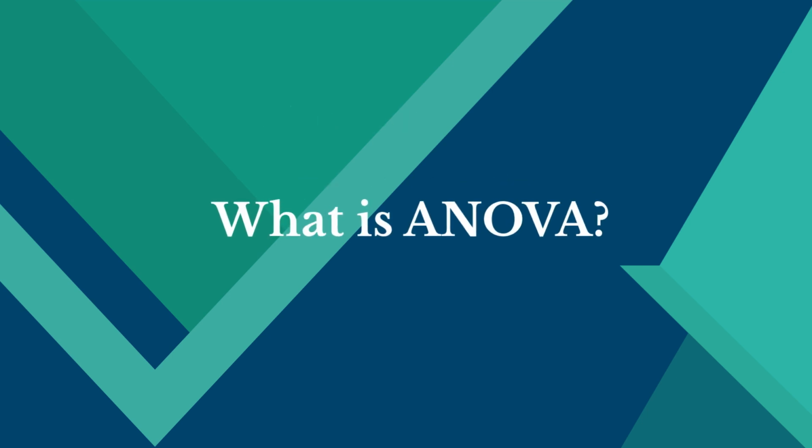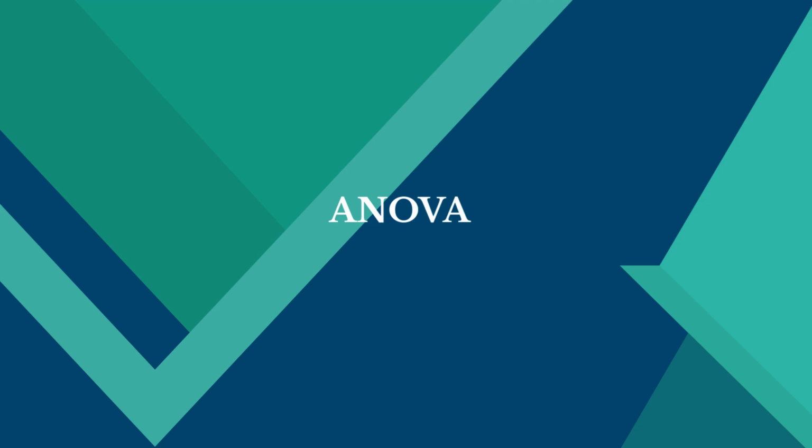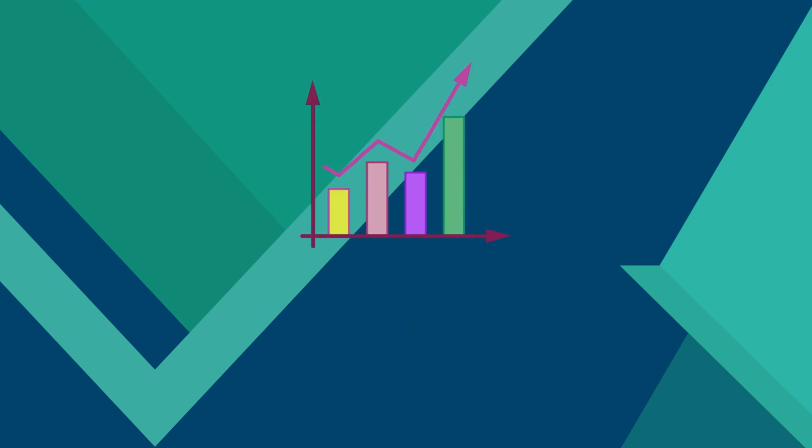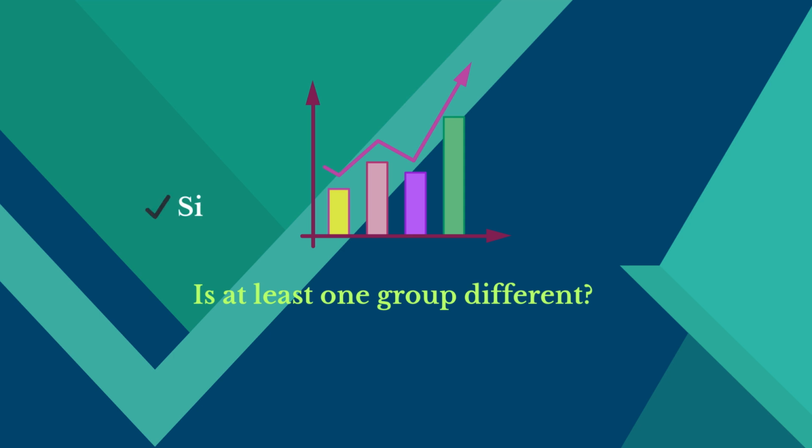So, what exactly is ANOVA? ANOVA stands for Analysis of Variance. At its core, ANOVA is a statistical method used to determine whether at least one group mean is significantly different from the others. In simple words, ANOVA answers these questions. Are the differences we see between group averages real? Or could they have happened just by random chance?